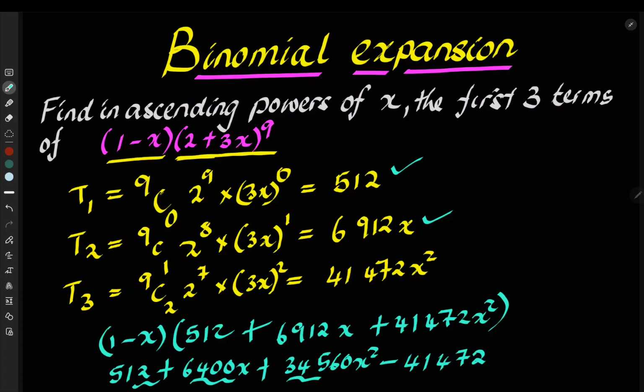And this is how you do the ascending powers of x for the first three terms of (1 minus x) times (2 plus 3x) to the power 9. Now let's look at another example.